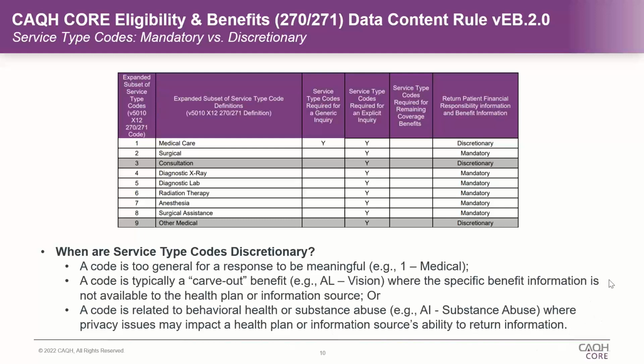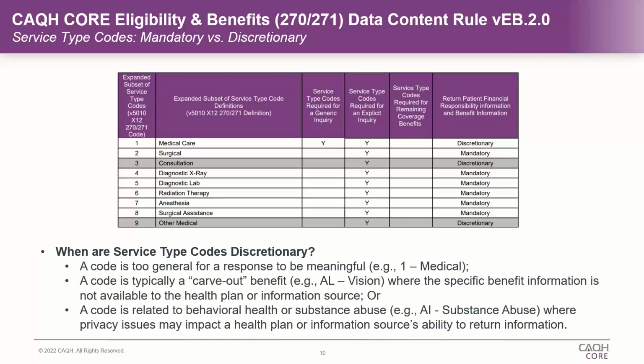So you have those types of benefits. Dental could fall into this, mental health. There's lots of different carve out benefits that exist. There's also the ability that the code might be related to a behavioral health or a substance abuse issue or benefit that is considered discretionary for privacy concerns.